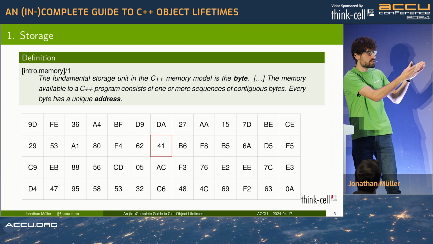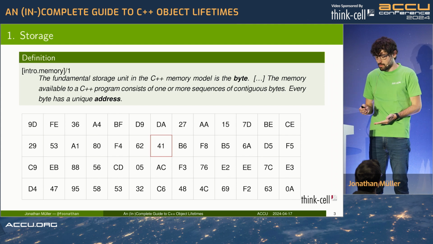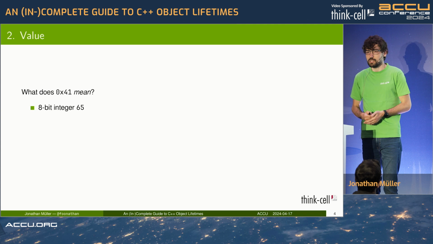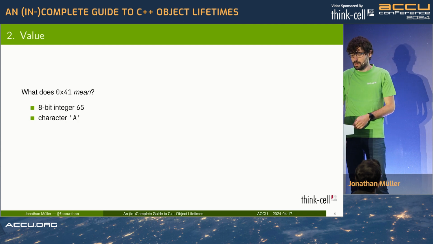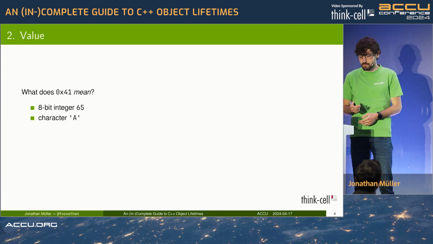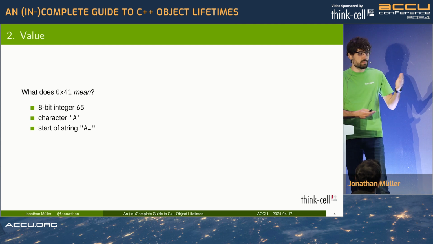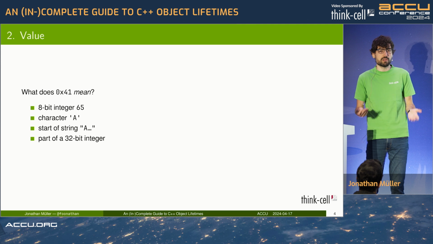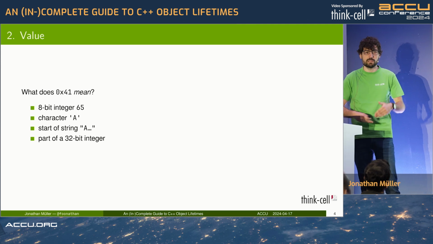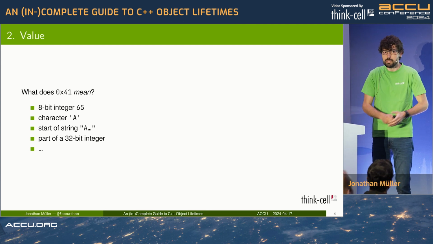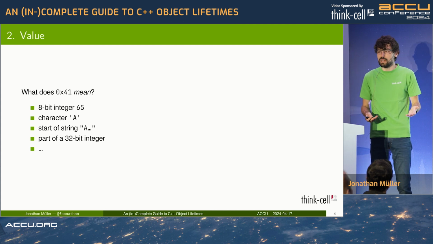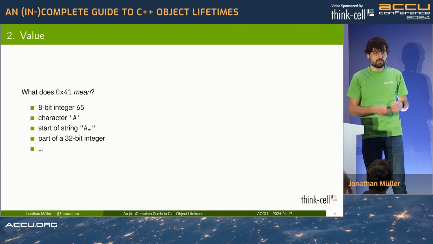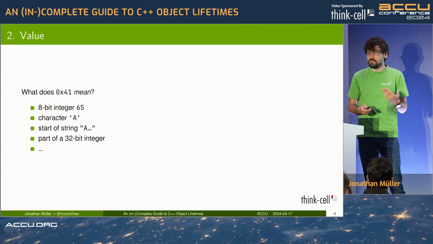Now, 0x41 is just the bit pattern in the byte, but what does it mean? It could be the 8-bit integer 65. It could be the ASCII character capital A. It could be the start of a string that begins with capital A, or somewhere in the middle of a string that has a capital A. It could be part of a 32-bit integer, so together with 3 more bytes, it makes up a 32-bit integer. Or it could be anything else, like some enum value, or part of a float, whatever. And this is the distinction between the physical bits and the value.